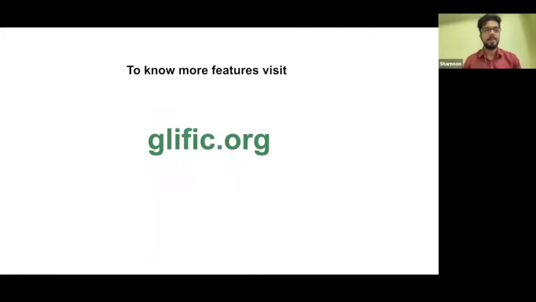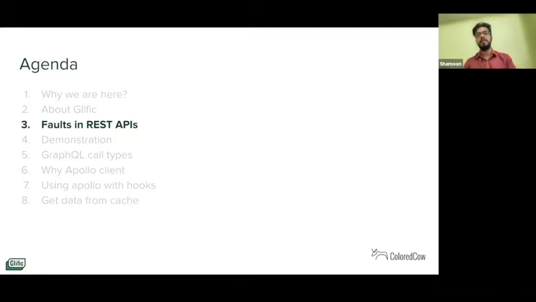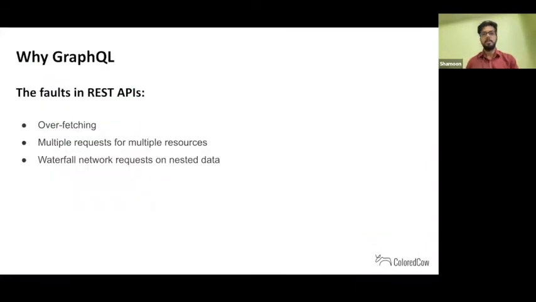Okay, moving forward, I'll start with why we have used GraphQL. Before getting into that, I need to check the faults in the REST APIs that we have. Before that, if anyone has any question on Glific and what problem we are trying to solve here. No? Okay, moving forward. The REST APIs that we currently use have three main problems that I can gather.